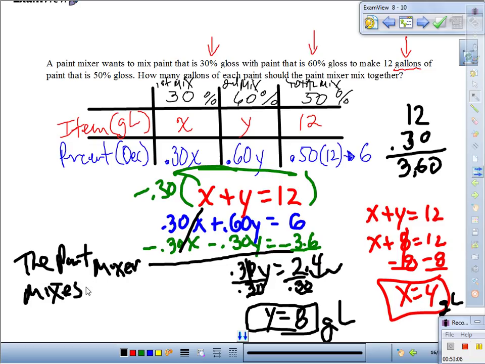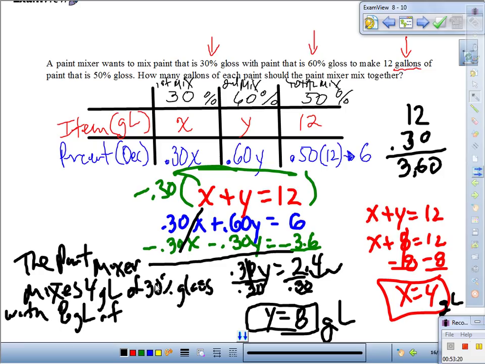I'm going to start with the X. 4 gallons of 30% gloss with 8 gallons of, well, the Y corresponds to the 60% gloss. 10 cubes. Hands, if you got that? 8 gallons.